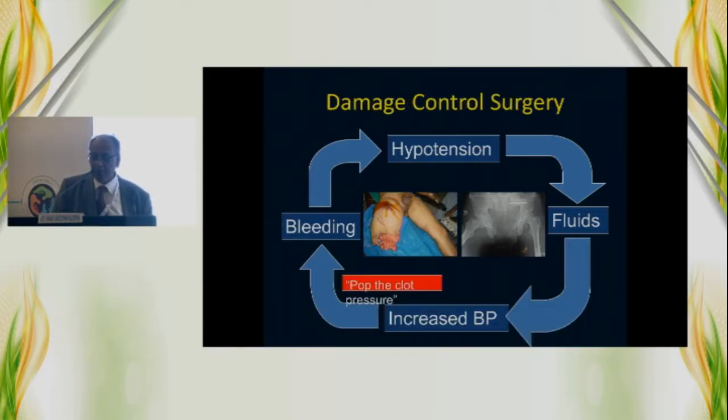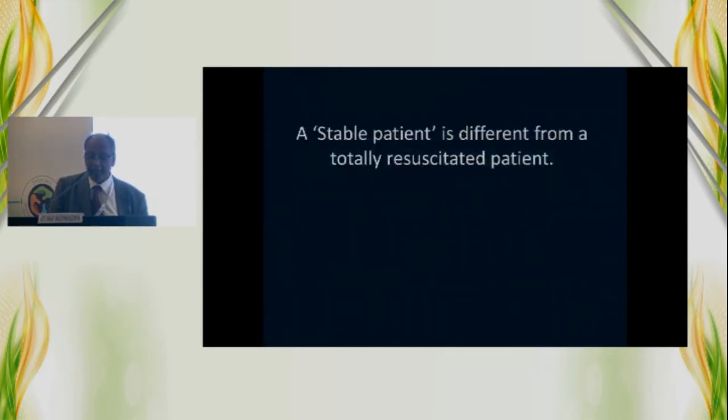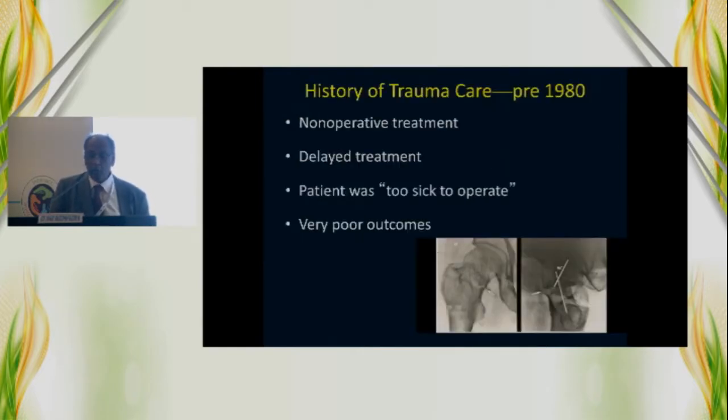And you need to realize that in these early phases of resuscitation, you don't need to get the BP right up to 120, so you keep what we call a level of permissive hypotension during the initial phase of management. Remember, a stable patient is different from a totally resuscitated patient. Just because the patient is stable does not mean he's totally resuscitated, and this difference could be the difference between life and death.